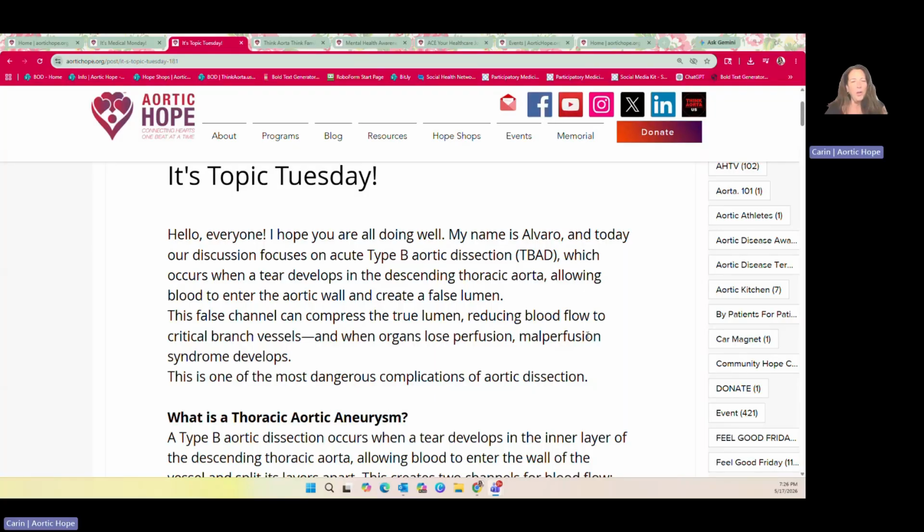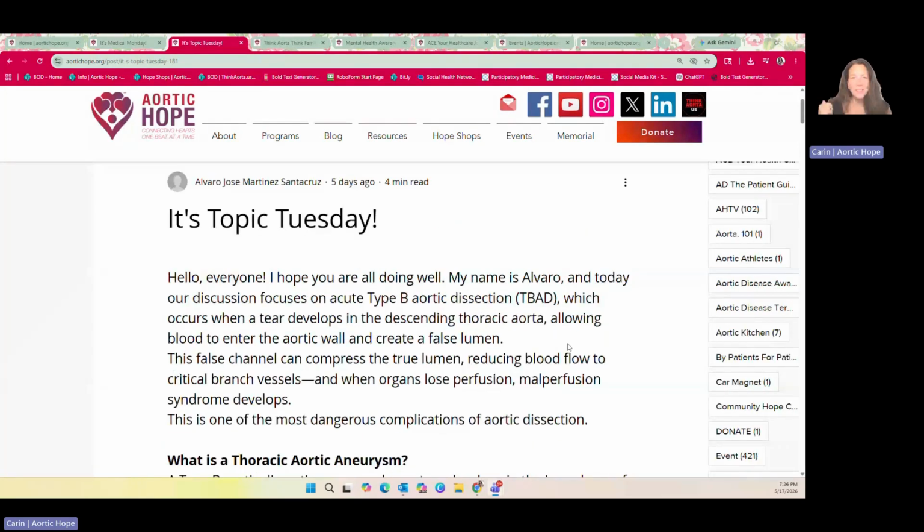Okay, everybody. Take 2, because my puppy came in and burst through the doors and caused a major issue. So let's go again with Topic Tuesday. We're talking about dissection, specifically type B or descending dissections. And really what happens in the descending is there's this false lumen.